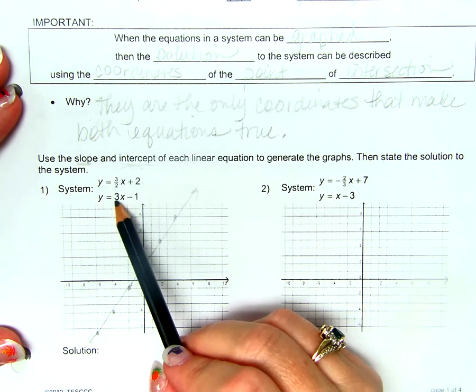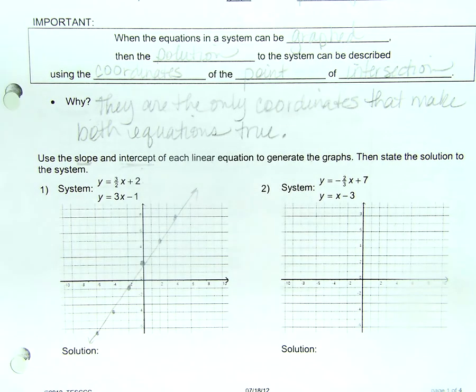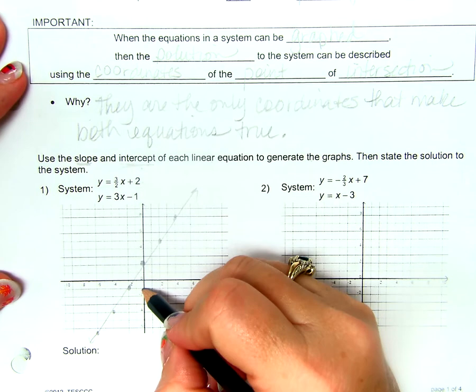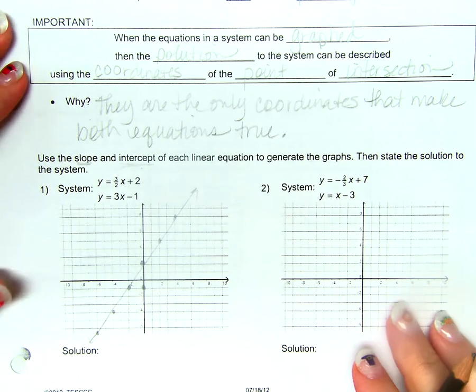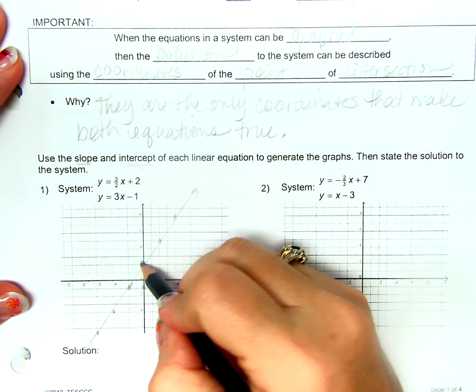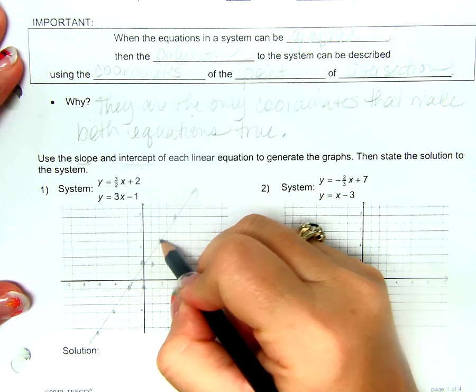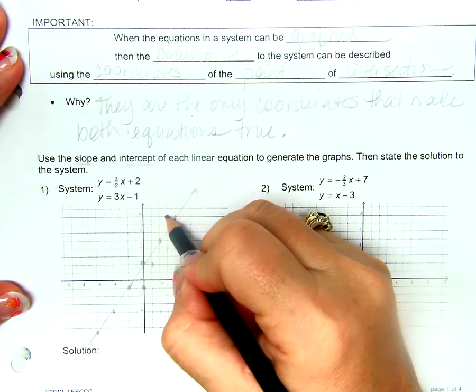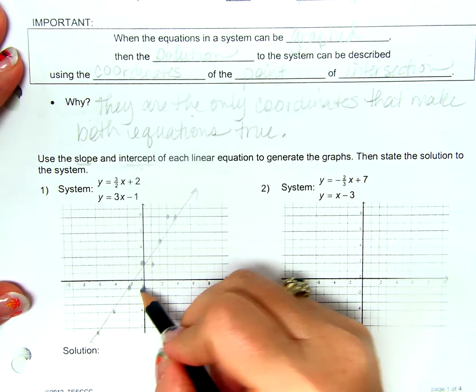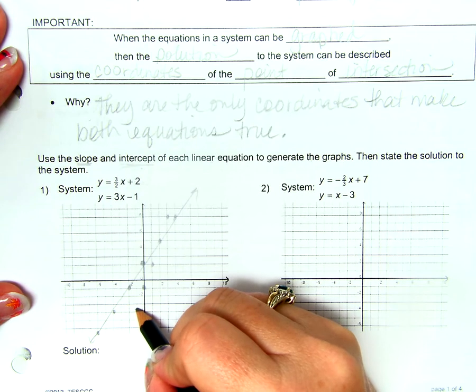So how do I graph this line? Start down 1 on the y-axis. Good. Rise 3, run 1. Rise 3, run 1. Can I fall 3 from this point, as long as I run backwards 1, right?